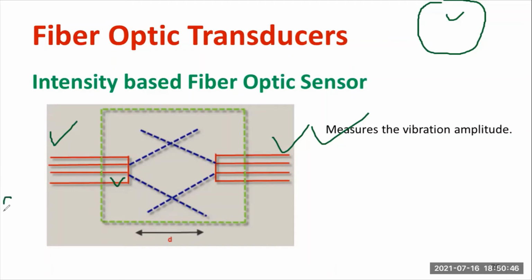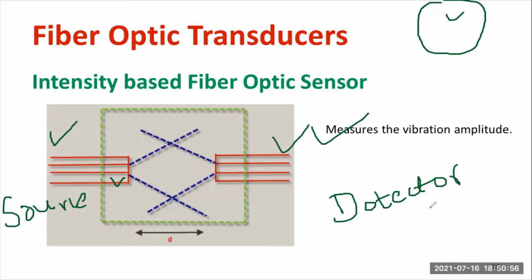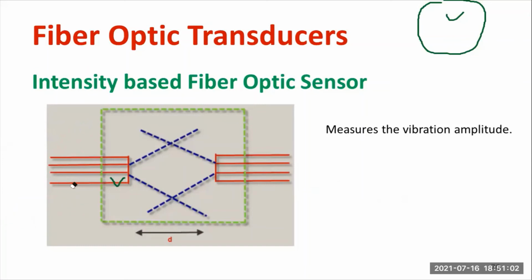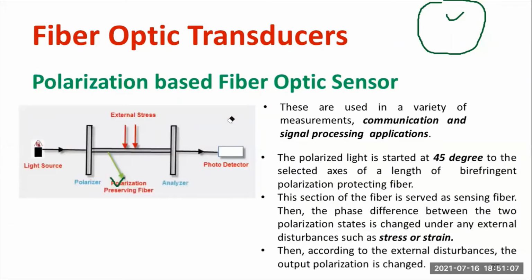There will be a source and a detector. The source will be at the sending side, and the detector will be at the receiving end. The changes due to vibration are reflected at the detector. That is clearly visible. This type of optical fiber transducer is generally known as an intensity based fiber optic transducer or fiber optic sensor. Similarly, the polarization based fiber optic sensor.